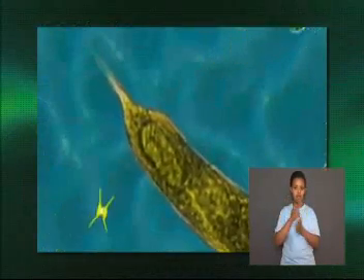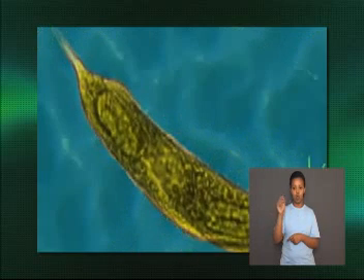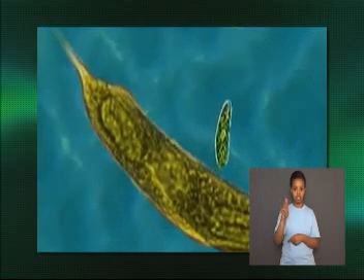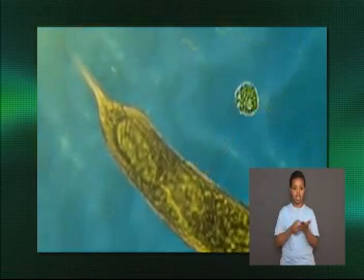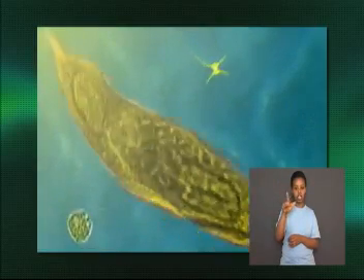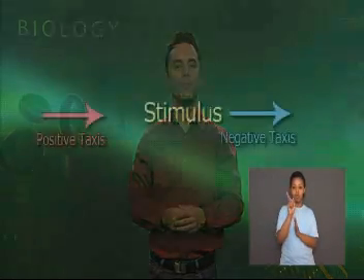An example of taxis would be observed in the protoctist Euglena. In response to light, Euglena move towards the light source using its flagellum. The stimulus causes a specific movement in a particular direction. Taxis are similar to phototropism in plants. In response to light, plants grow in the direction of the light source.